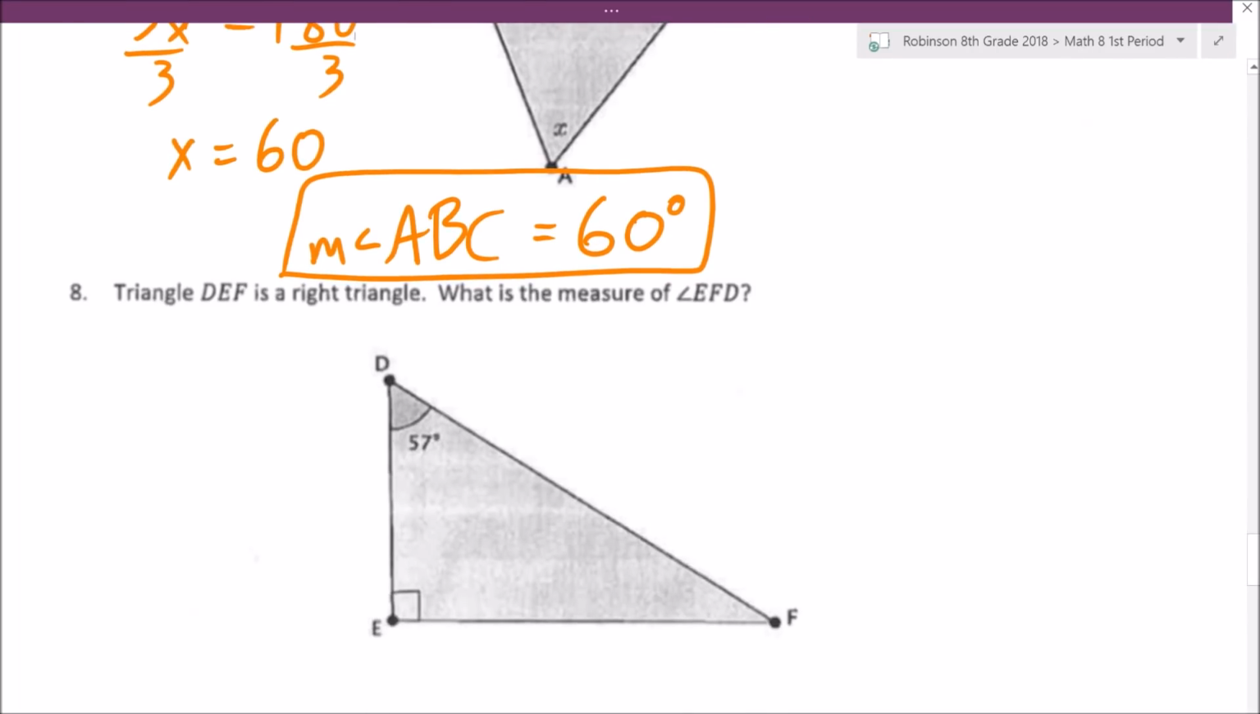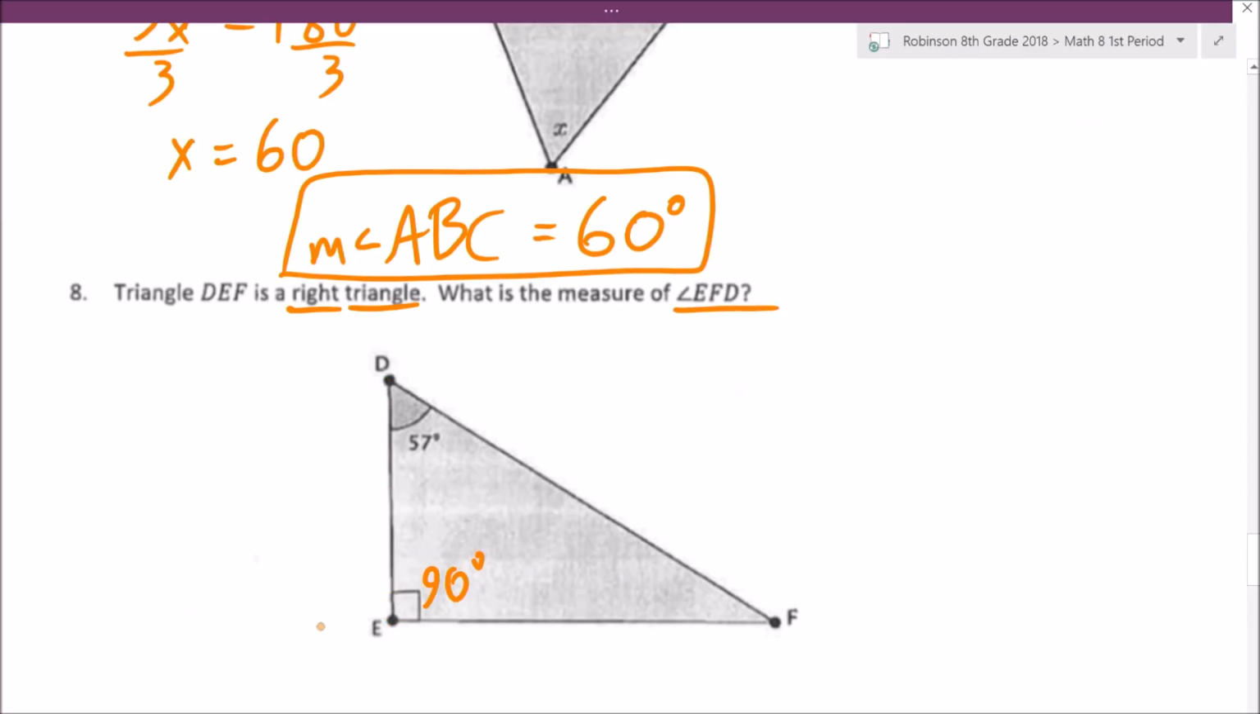Okay, last one. Triangle DEF is a right triangle. A right triangle. What is the measure of angle EFD? So let's find it. EFD. Something we didn't talk about. This box means 90 degrees. Last year, I remember in my class, every time we saw that box, we would write in 90 degrees. That's what this box in the corner means, okay?